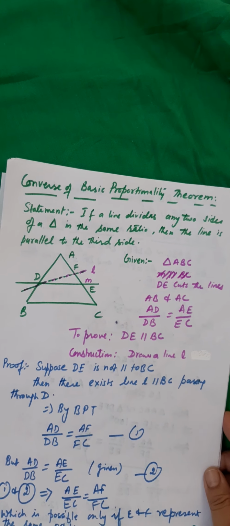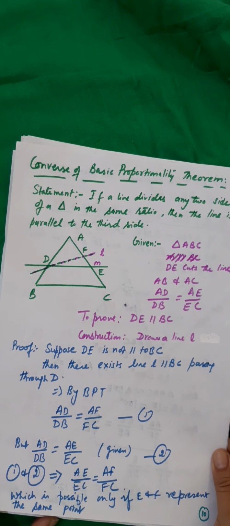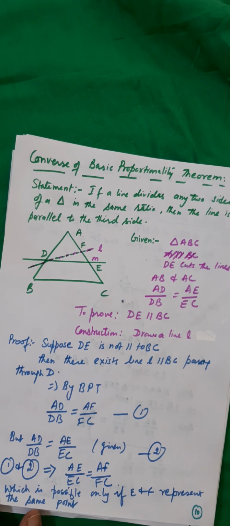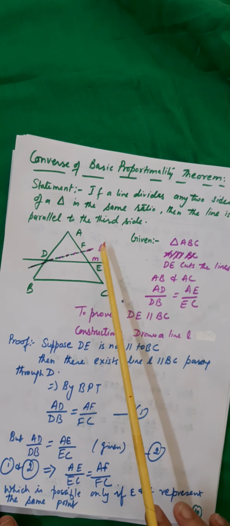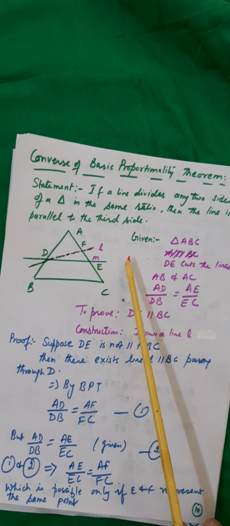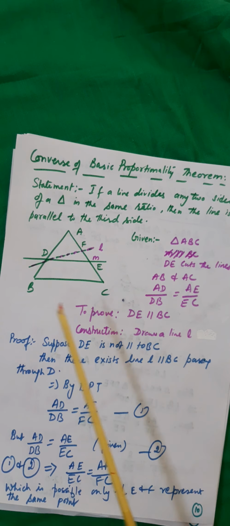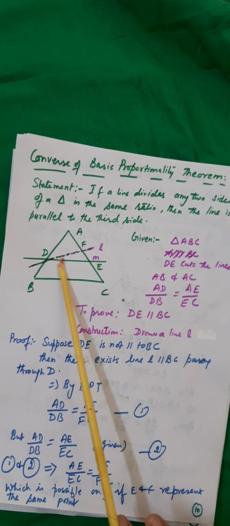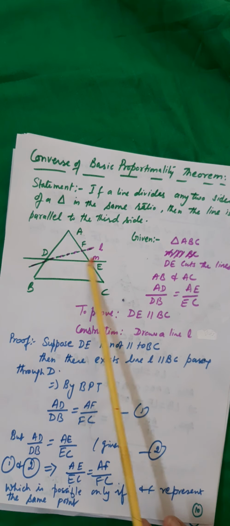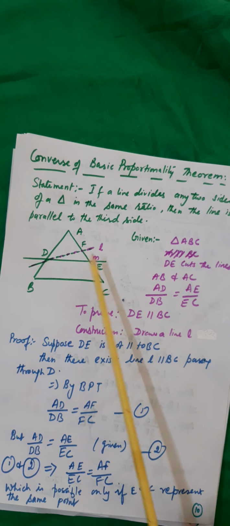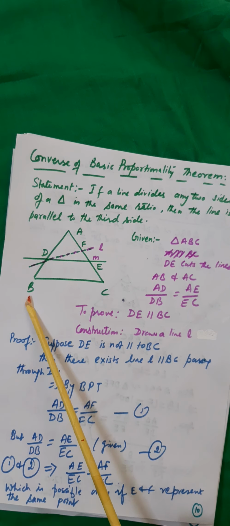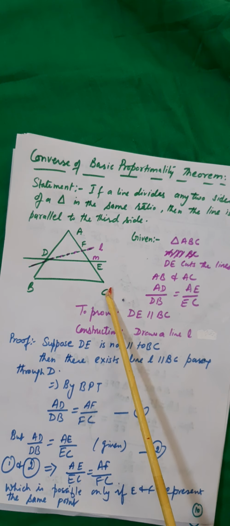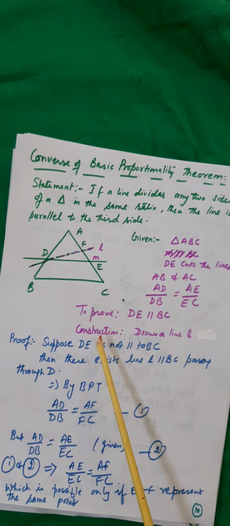The converse of basic proportionality theorem states that if a line divides any two sides of a triangle in the same ratio, then the line is parallel to the third side. That means I need to prove that if DE is dividing these two sides in the ratio AD upon DB is equal to AE upon EC, then DE should be parallel to BC.